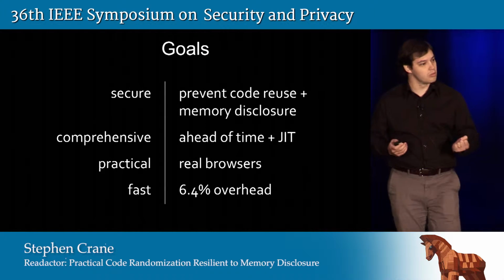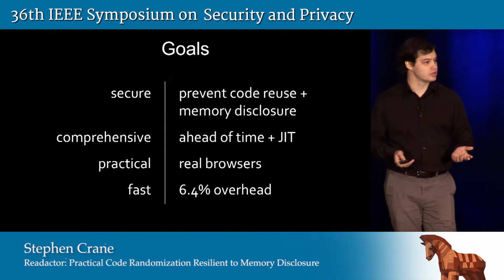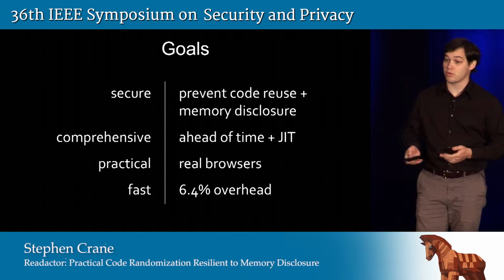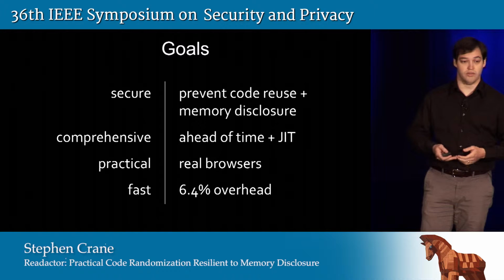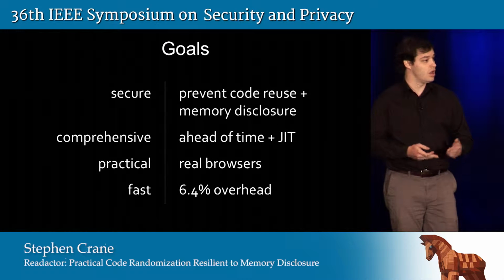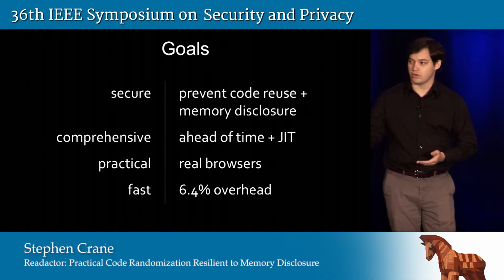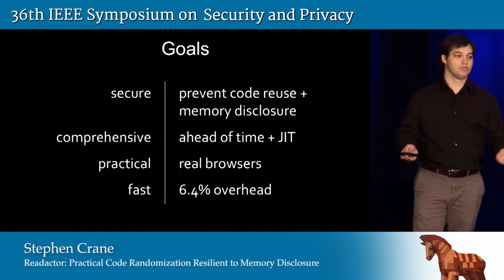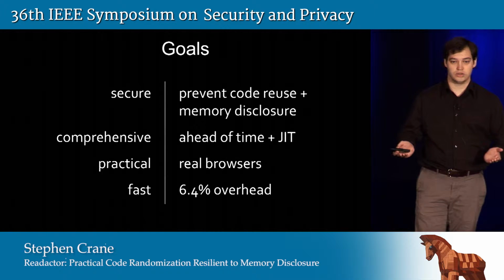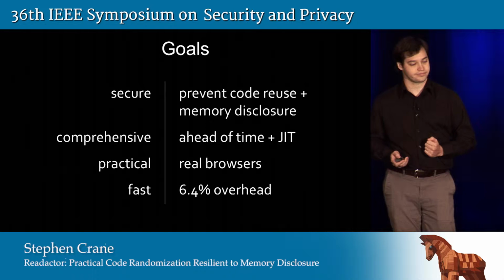We want to protect real browsers. These memory disclosure attacks target browsers primarily, where we have a scripting context. And thus, we want something that can protect a real-world, state-of-the-art browser that you all use. And of course, we want something that is fast. No one's going to use our techniques unless they're fast enough.